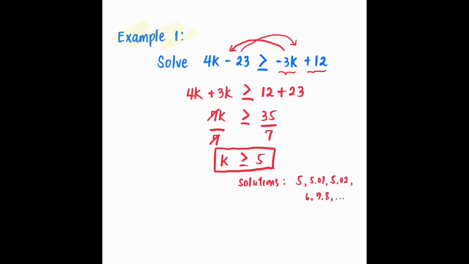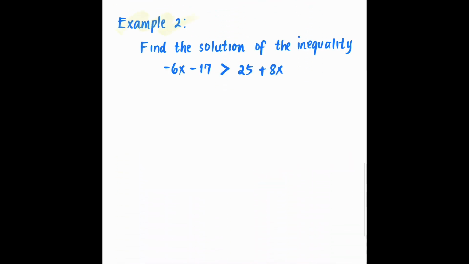For our next example, find the solution of the inequality. Negative 6x minus 17 is greater than 25 plus 8x. So to solve this, we apply the same process that we applied in example 1. So we gather all the terms with x on one side and separate the constant terms.